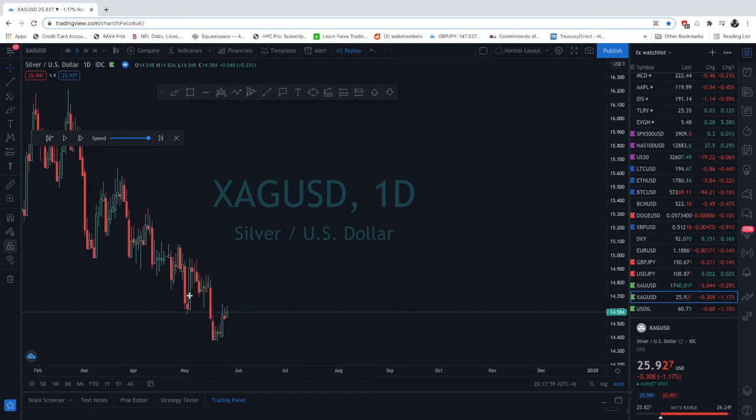So right now we're looking at silver on the daily. I have it in replay mode, so I can show you guys some actual trends going on in the market. Now they might not all look the same, they might not all play out the same, they might not look identical, but nonetheless, if you're able to identify these trends when they appear, you'll be able to make a lot of money in the markets.